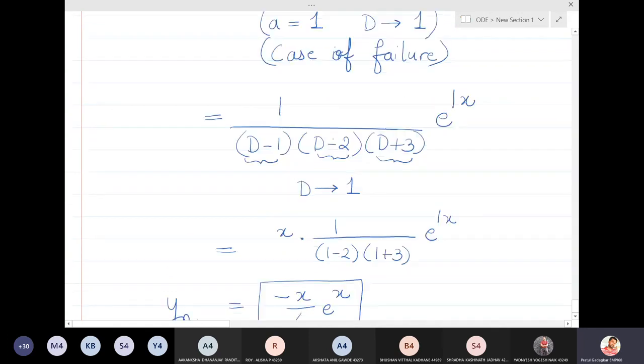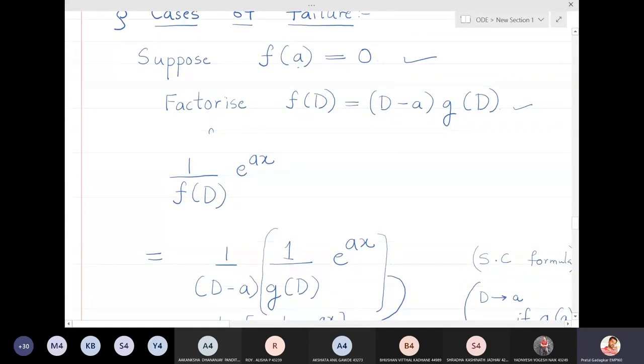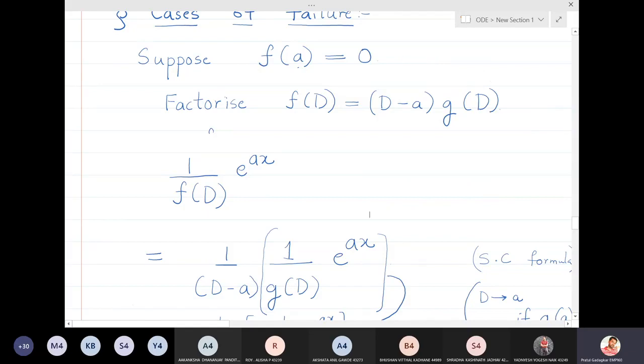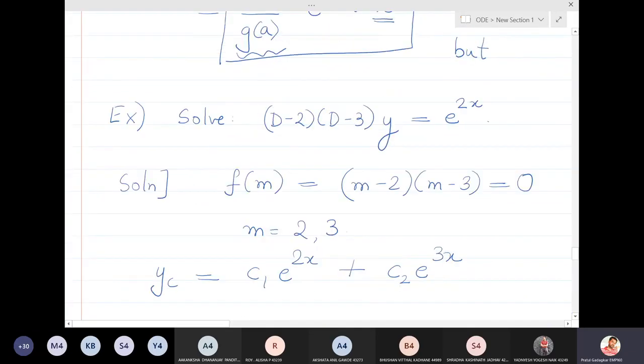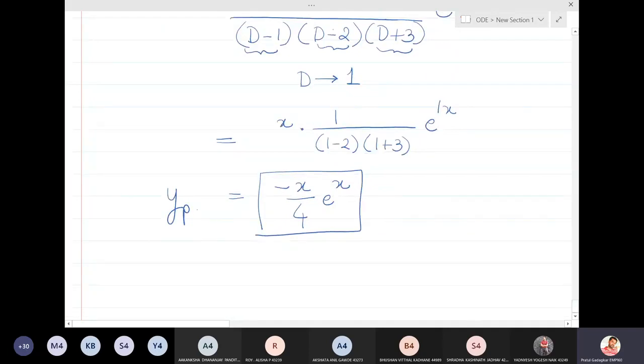All my theory that I've explained to you above was saying that a factor D minus a comes once, and g(D) is all that remaining polynomial. In the example that we saw now, D minus 1, D minus 2 and D plus 3, who was playing the role of g(D)? This was g(D). And who was playing the role of D minus a? This one. So this method that I've told will only work if D minus a comes only once, but it may happen that the factor D minus a may come more than once. So in that case what should we do? If it comes once, we will just multiply by x. If it comes twice, what will we do?